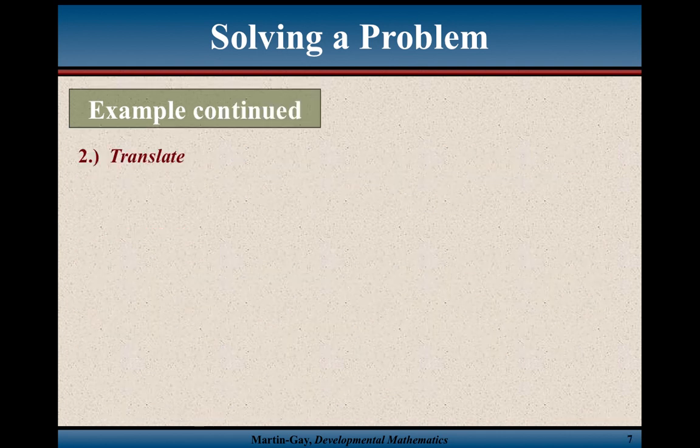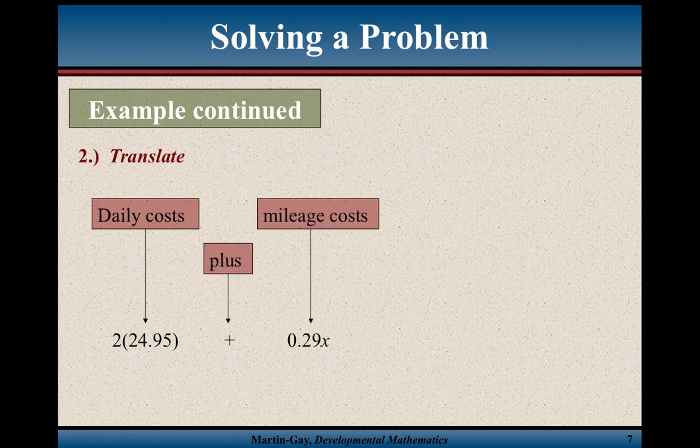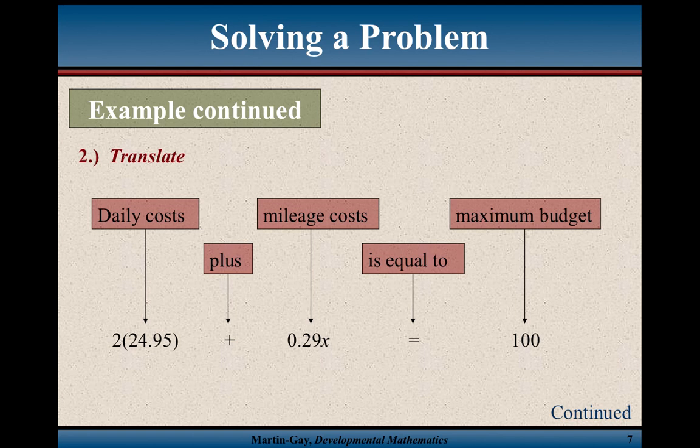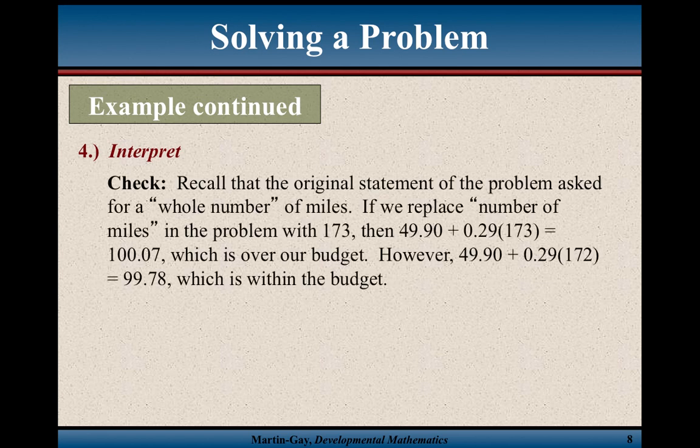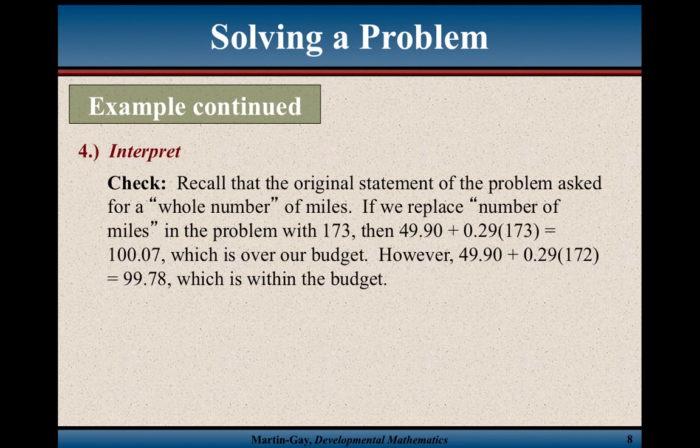Okay? Now, daily cost is 2 quantity 24.95 plus the mileage, 0.29x, and then is equal to the maximum budget of 100. So we're looking for the x, no? So first, check. Anyway, i-check natin yan kung tama.